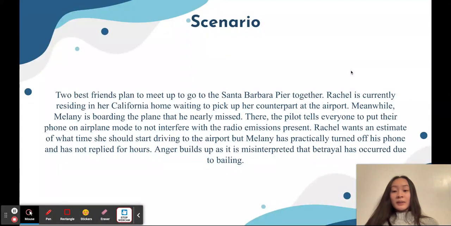Imagine this. Two best friends plan to meet up to go to the Santa Barbara Pier together. Rachel is currently residing in her California home waiting to pick up her counterpart at the airport. Meanwhile, Melanie is boarding the plane that he nearly missed. There, the pilot tells everyone to put their phone on airplane mode to not interfere with the radio emissions present. Rachel wants an estimate of what time she should start driving to the airport, but Melanie has practically turned off his phone and has not replied for hours. Anger builds up as it is misinterpreted that betrayal has occurred due to bailing.